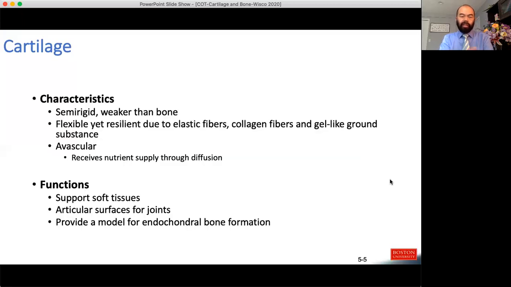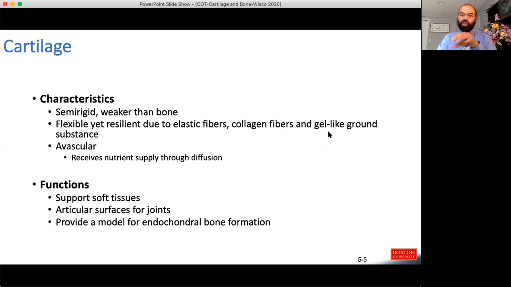All right, so let's take a look at some characteristics of cartilage. Cartilage is semi-rigid. It's definitely weaker than bone. In fact, if you go back to that x-ray, every place where you saw a growth plate is an area where the bone as a whole can fracture because it doesn't have the solid calcification. But that allows the tissue to be flexible and resilient due to the elastic and collagen fibers that are contained within the ground substance.